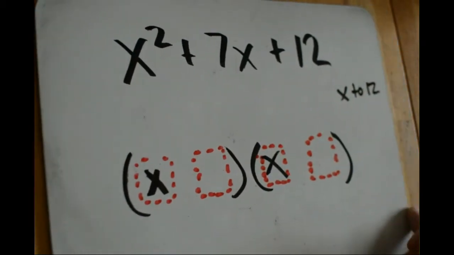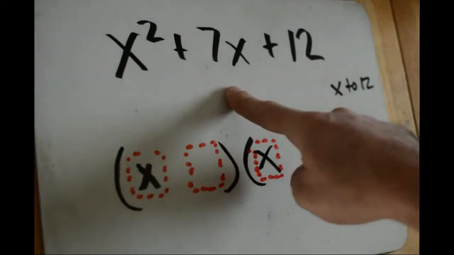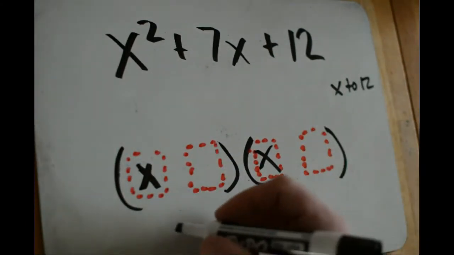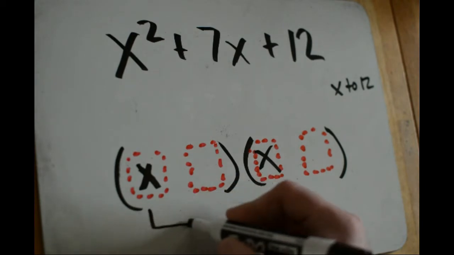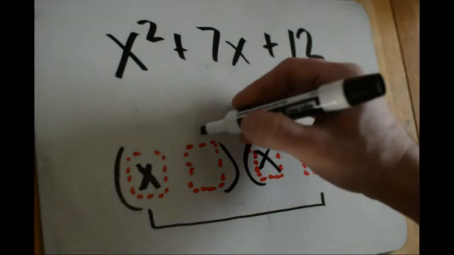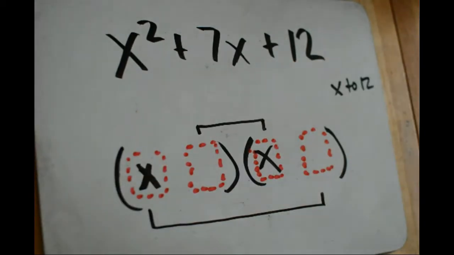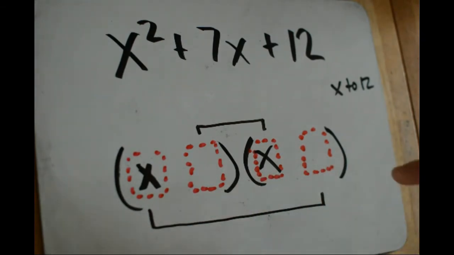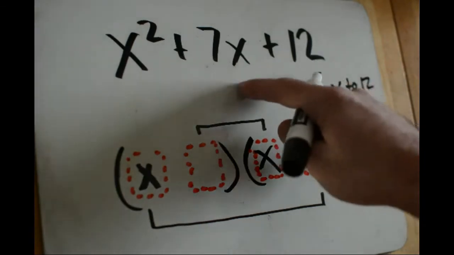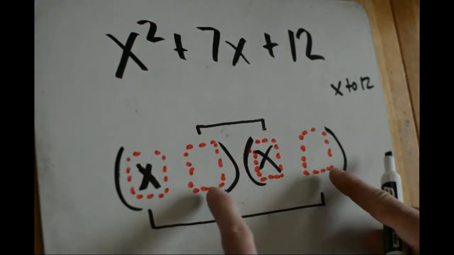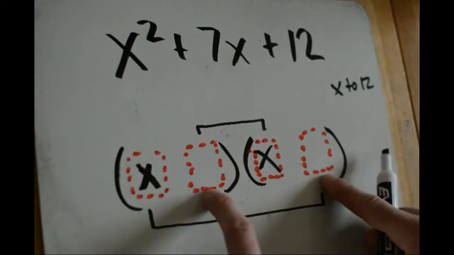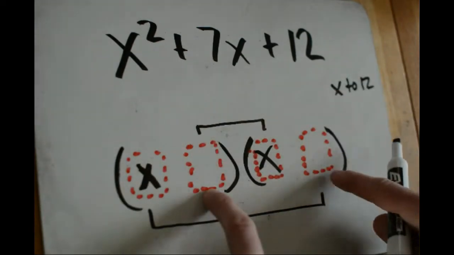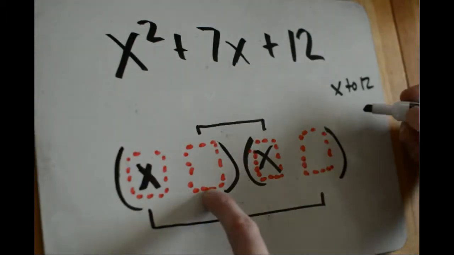But there's one last piece of the puzzle here. Where did that 7x come from? Well, when we multiplied out and distributed this x here and this times this, we got something x, and those got combined together. They got added together to get 7x. So these two terms, these two numbers, they have to have a product of 12, but they have to have a sum of 7.